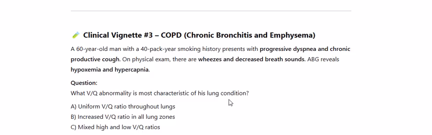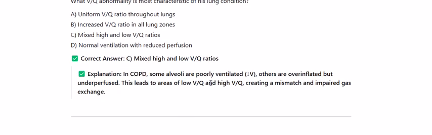A. Uniform VQ ratio throughout lungs. B. Increased VQ ratio in all lung zones. C. Mixed high and low VQ ratios. D. Normal ventilation with reduced perfusion. Correct answer C. Mixed high and low VQ ratio. Explanation: in COPD, some alveoli are poorly ventilated, others are overinflated but underperfused. This leads to areas of low VQ and high VQ, creating a mismatch and impaired gas exchange.